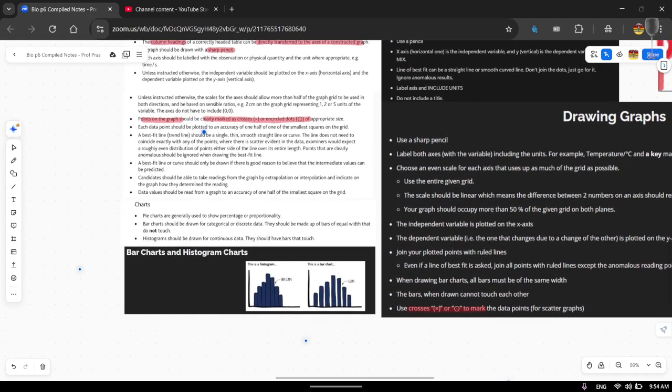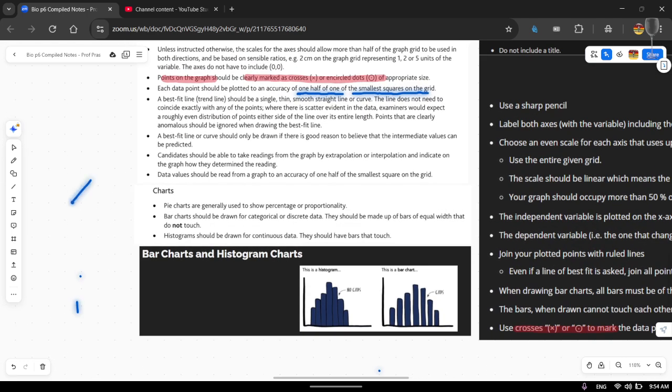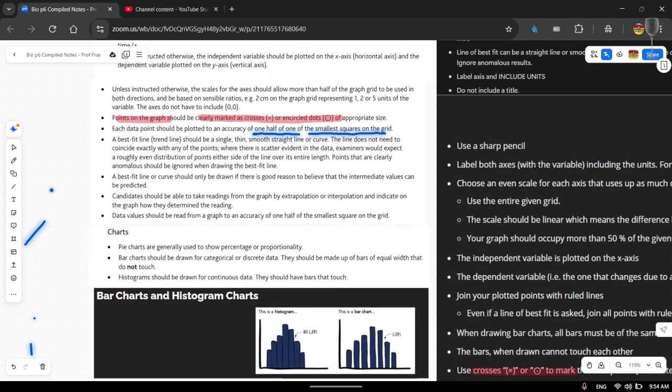Each data point should be plotted to an accuracy of 1/2 of one of the smallest square on the grid. The line of best fit, or the best fit line or trend line, should be a single thin line, smooth line or a curve. Always important. It can be a line or it can be a curve.